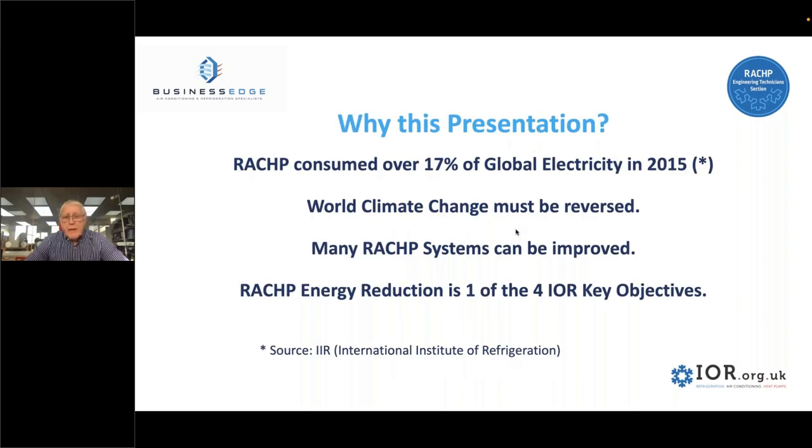Quite frighteningly, in 2015, the International Institute of Refrigeration calculated that over 17% of the world's global electricity is consumed by refrigeration, air conditioning, and heat pumps. And we really have to reverse the world climate change. It really is quite serious. We were talking about this 30 years ago on our refrigerant safe handling courses, about rising sea levels and so on and so forth. And here we are 30 years later, and we really need to do something about it. It's also one of the Institute's key objectives, energy reduction. That's its focus, perhaps over a period of 2 years now.